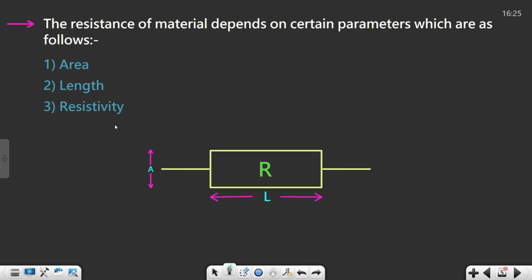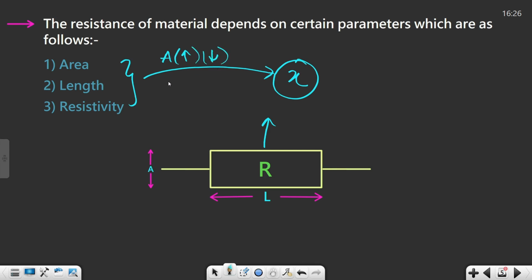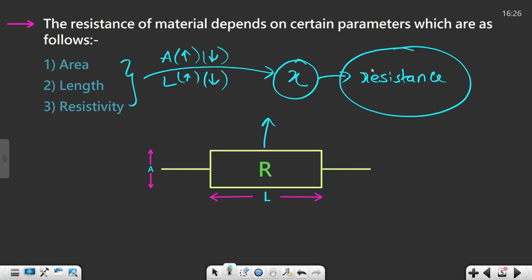Okay, so let's say I have a certain resistor R, made up of a certain material X, right? What will happen if I increase or decrease the area of this material? What will happen if I increase or decrease the length of this material? How exactly do all of these changes affect the overall resistance? This is what we need to find out. I hope you understood what exactly we are going to do in this session.